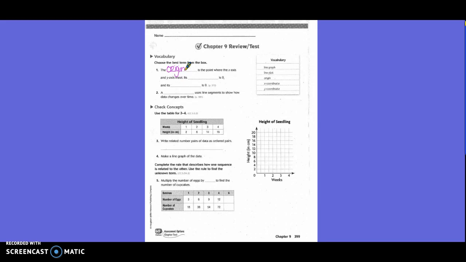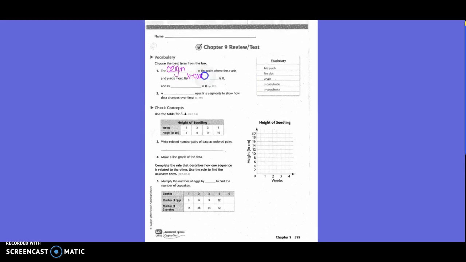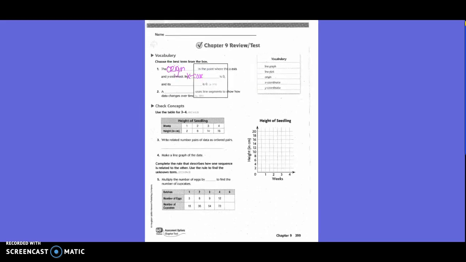Line graph. It's x or y coordinate. You can put them in either place, right? So x coordinate. I'm just going to put x coordinate because that's usually where we start, right, guys? y coordinate is also at 0 when you just start, right? Then a blank uses line segments to show how data changes over time. Line graph.